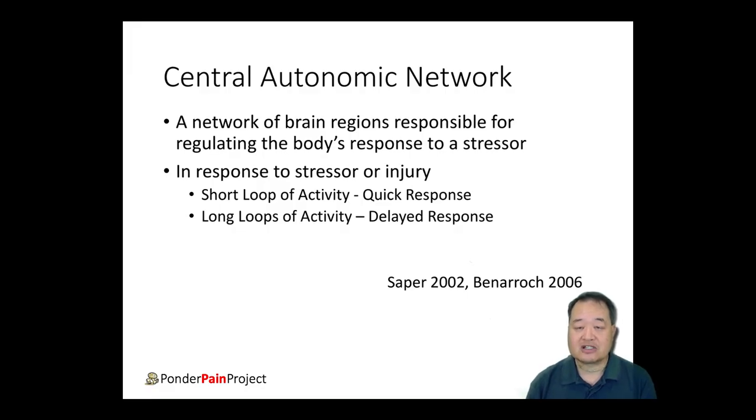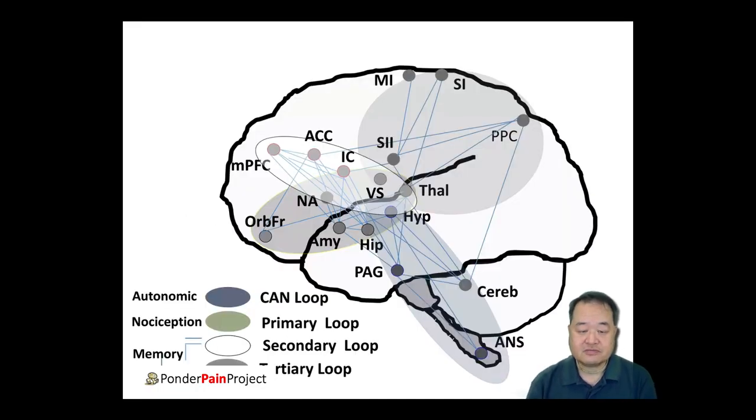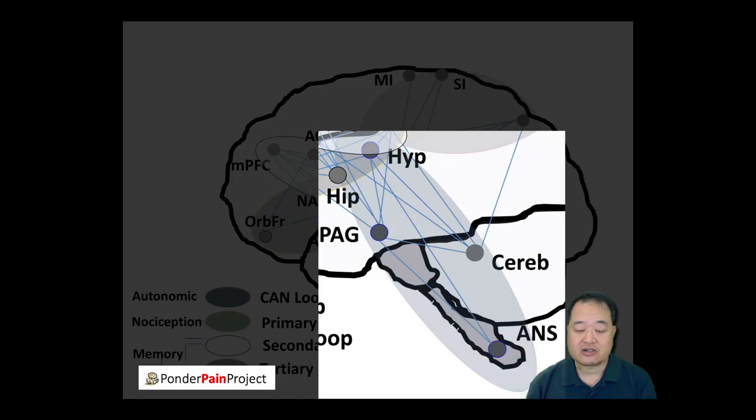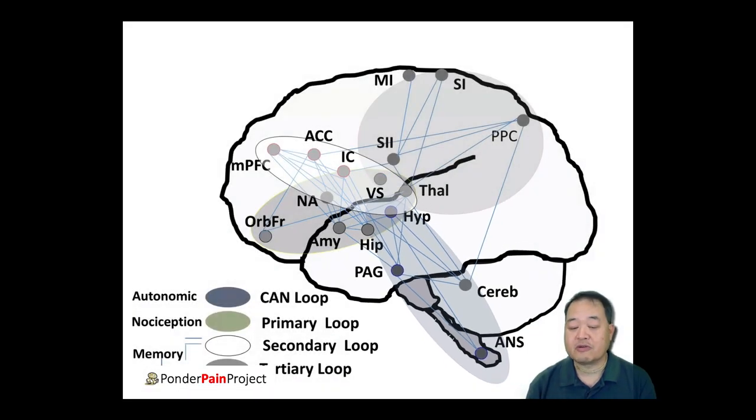So in this central autonomic network that they proposed, there are really short loops of activity that are responsible for immediate, quick responses, and longer loops of activity that are delayed, but they're designed to modulate our first initial responses. If you take a look at the areas of the brain that are activated, you'll see from this picture there's the first central autonomic network or loop of activity that's responsible for keeping our body alive.